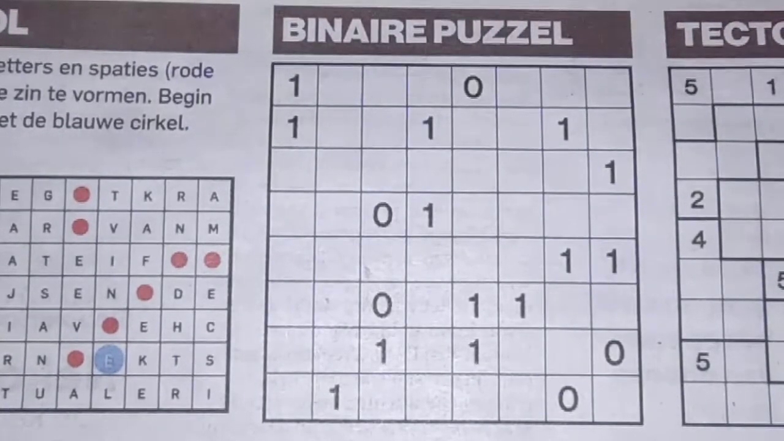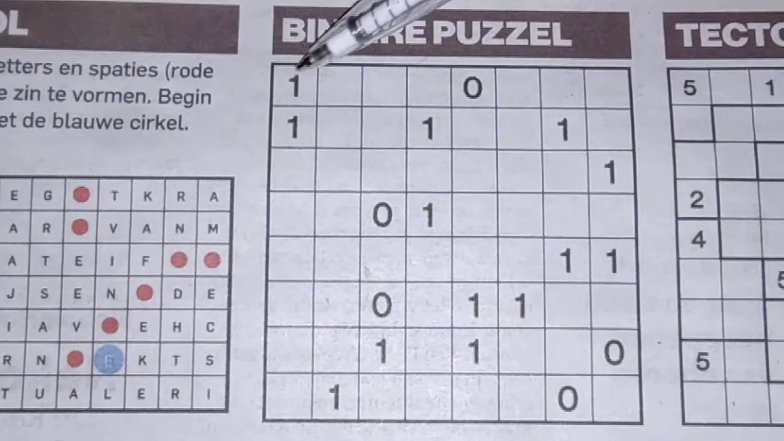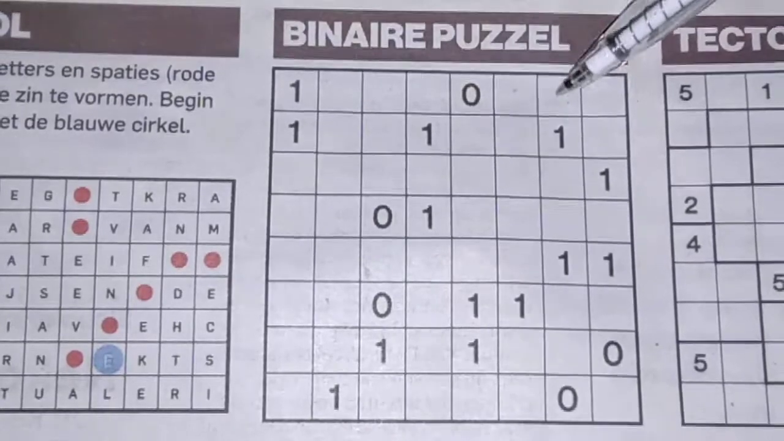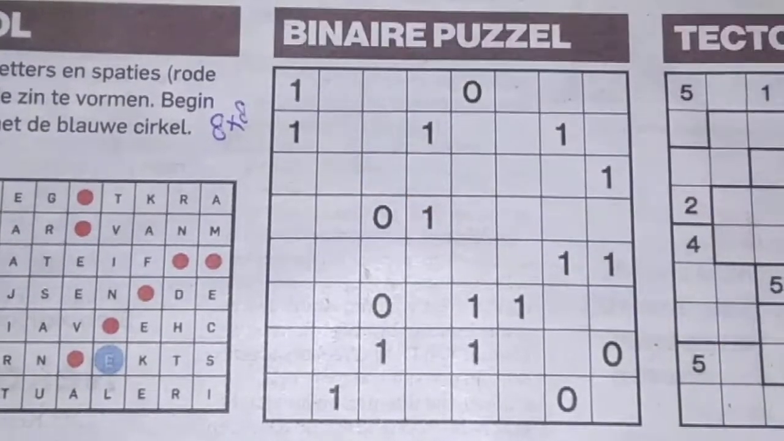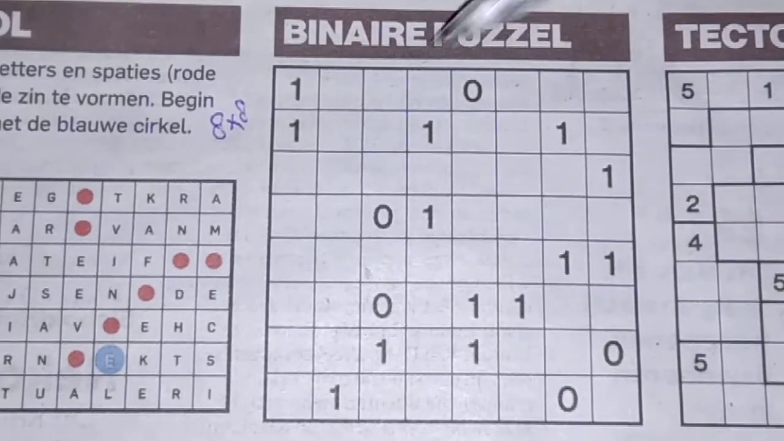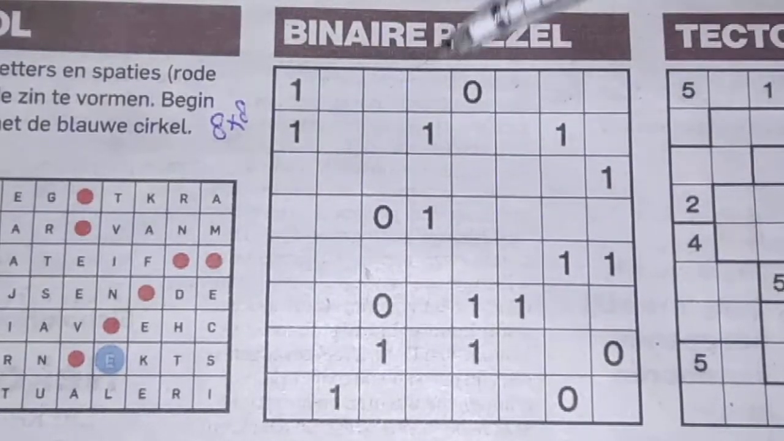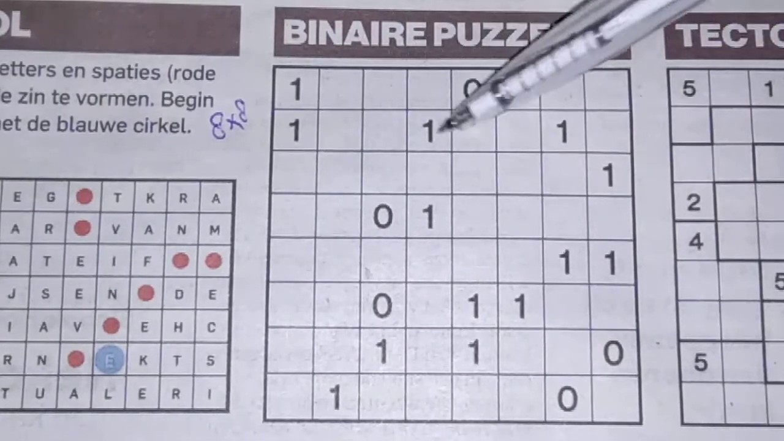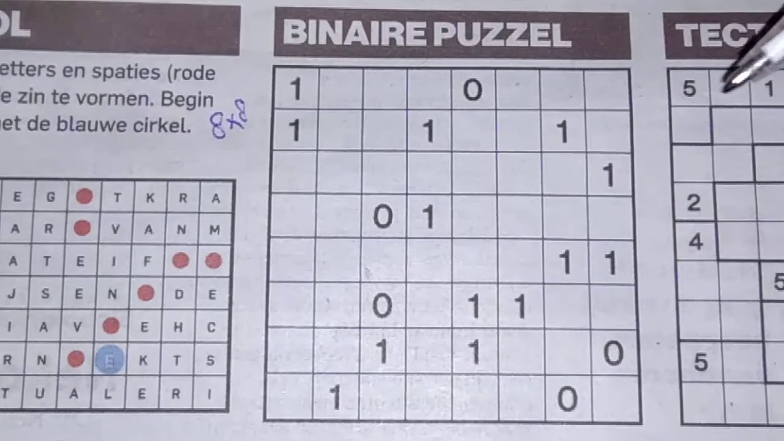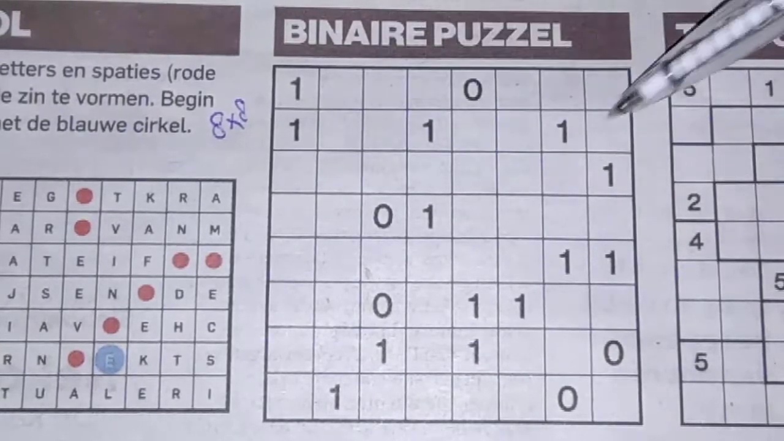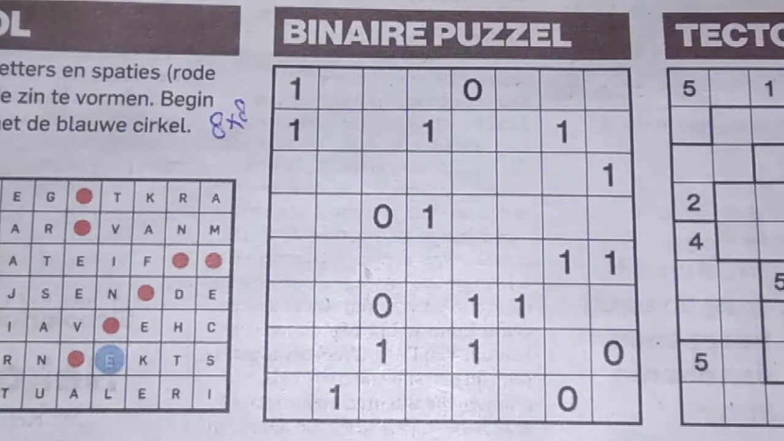This binary puzzle is the fifth puzzle. And what kind of binary puzzle is this? So let me count the boxes: 1, 2, 3, 4, 5, 6, 7, 8. It's an 8 by 8 binary puzzle. That means in a row or in a column there's always 4 ones and 4 O's. Okay, so let's get started.